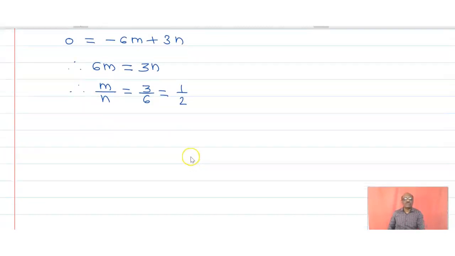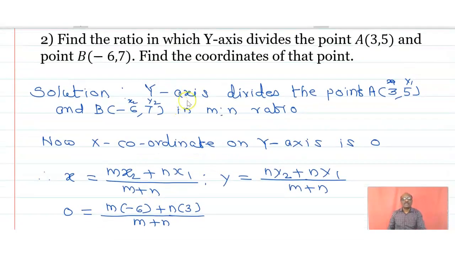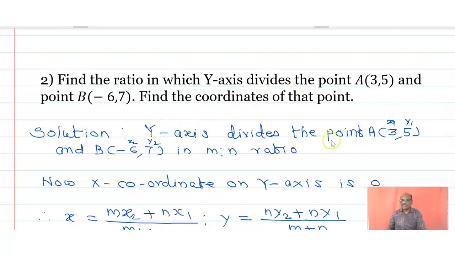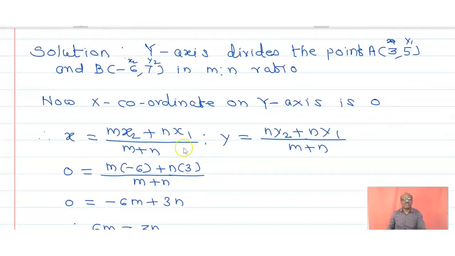Then what will the ratio? Ratio काय असेल मग? The ratio is m:n that is equals to 1:2. That is here the y-axis divided the point A and B in the ratio m:n. X coordinate on the y-axis is 0. म्हणून आपण हा ट्रीट करत असतो इथे.